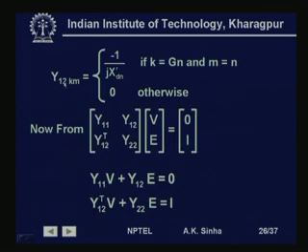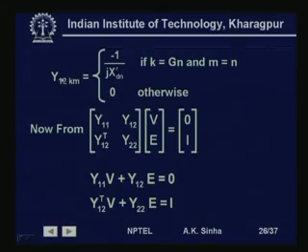Similarly, the Y12 km element will again be only given by the elements where the generators are connected. That is, Y12 km is equal to minus 1 by jXdn', where k is a generating bus and m is equal to n.